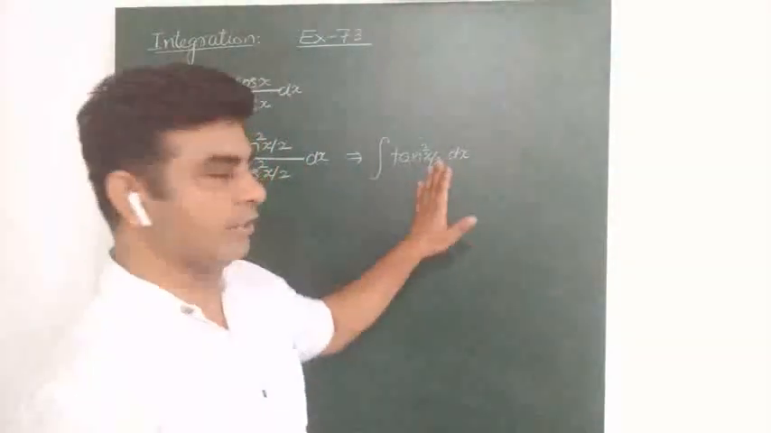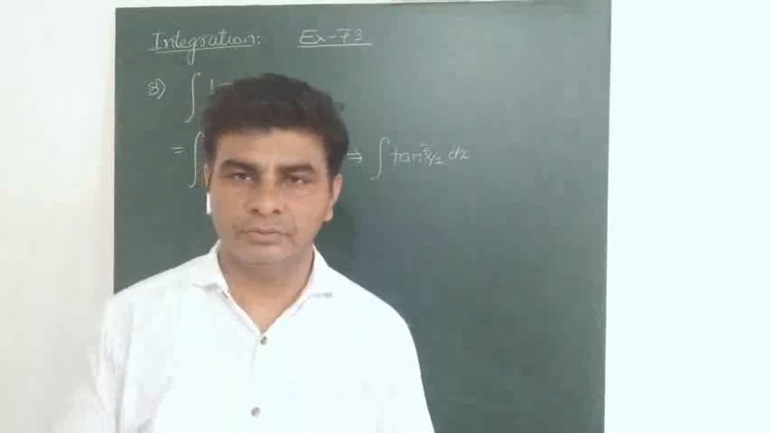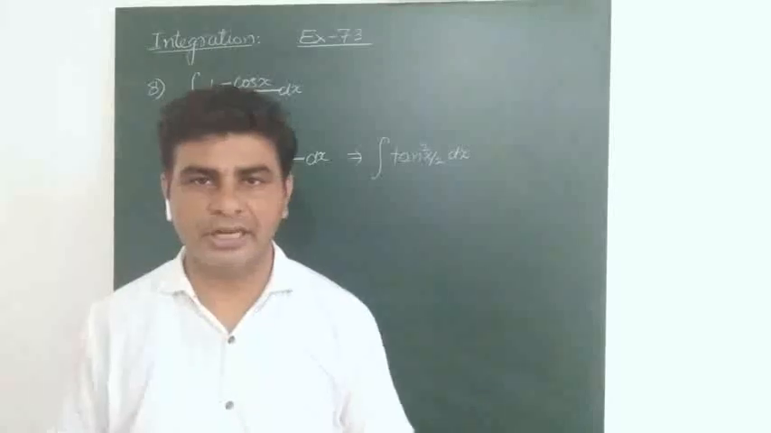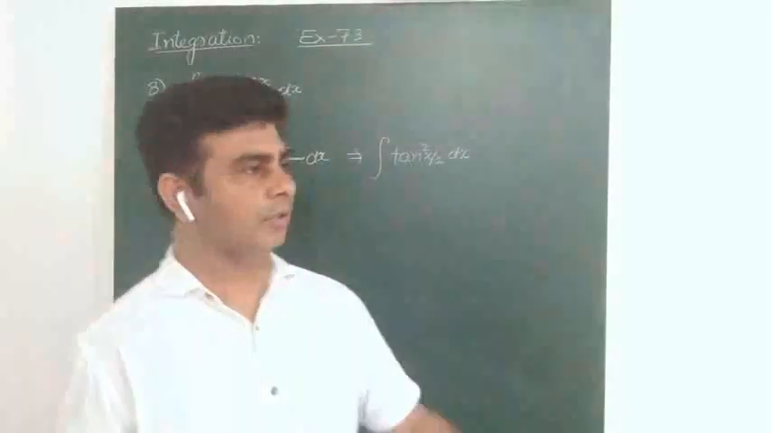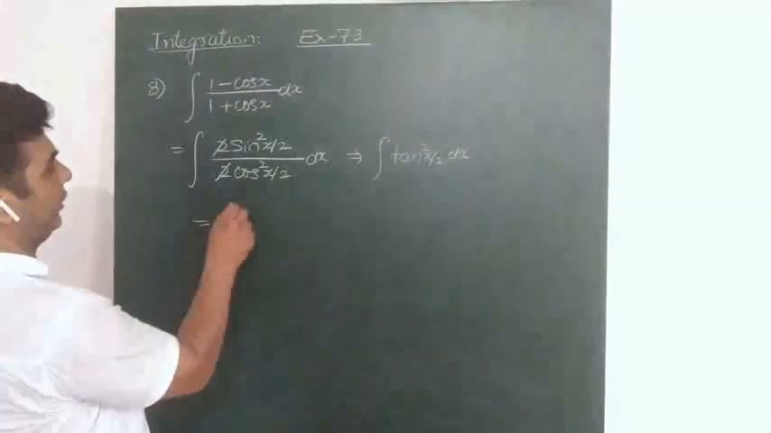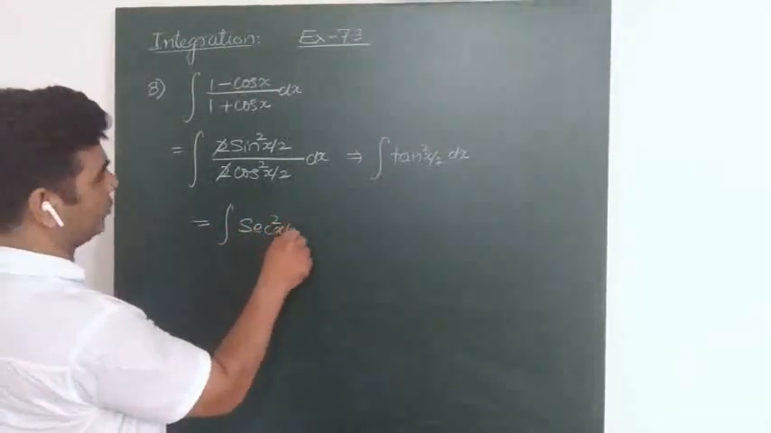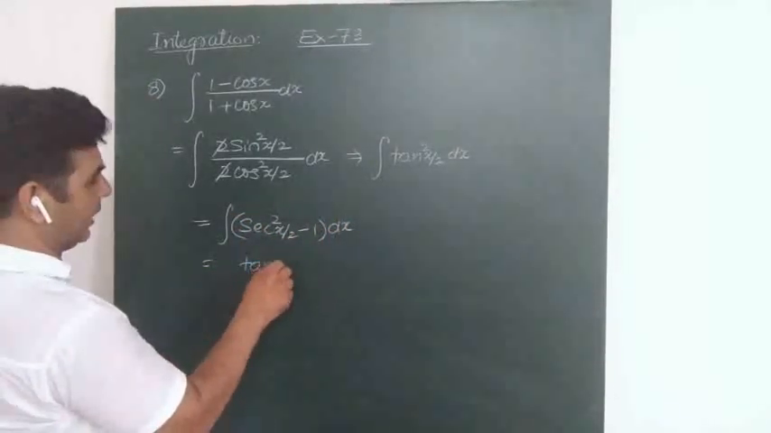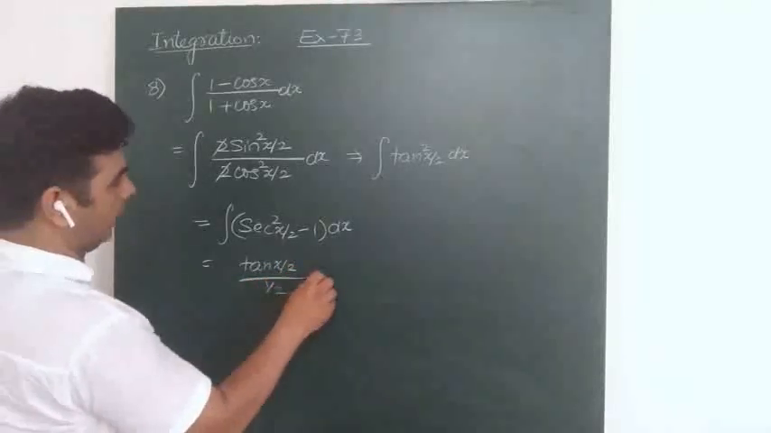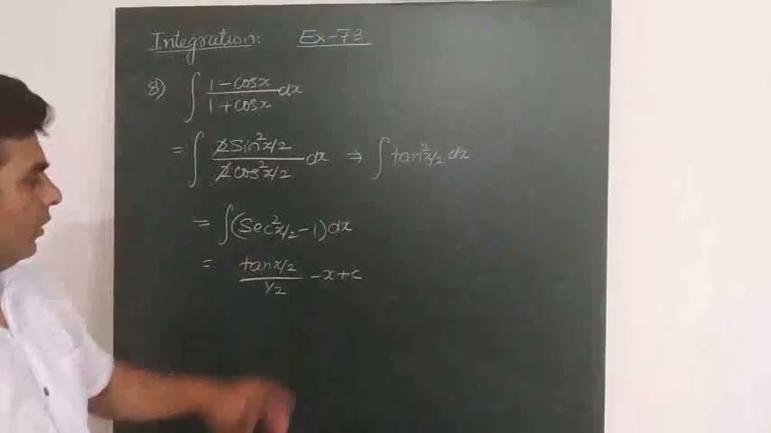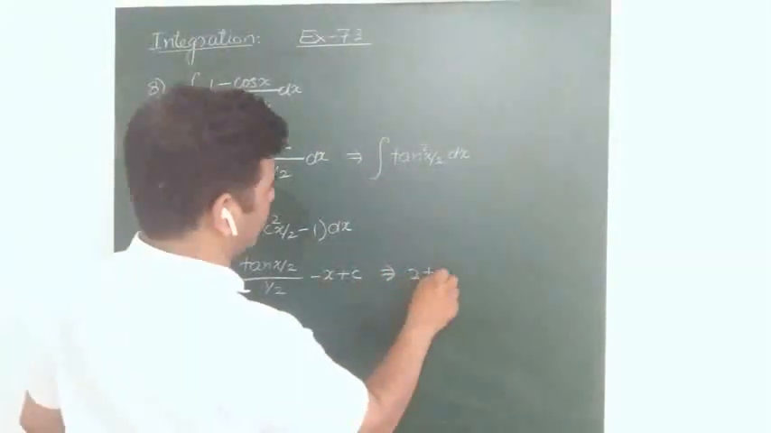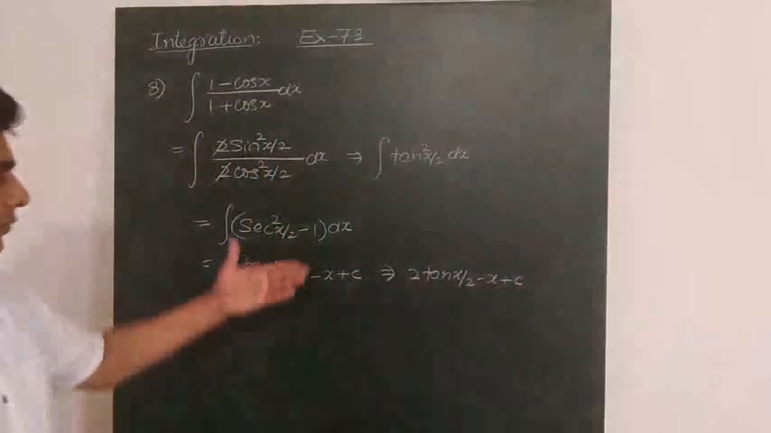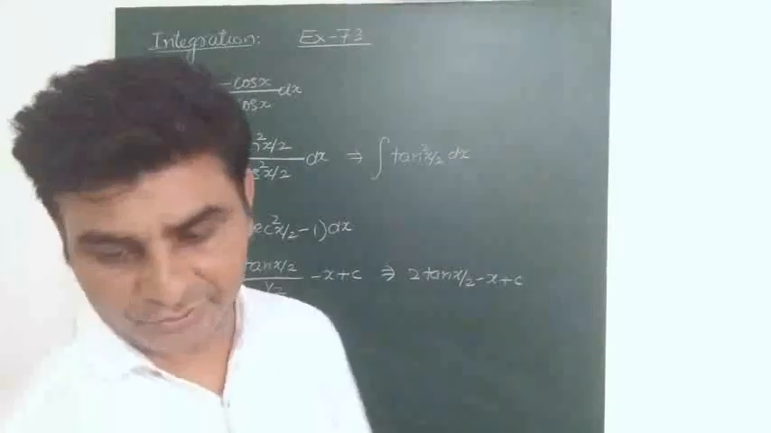So now the question is for all of you. How can we do the integration of tan square x? I am very much confident you will give the correct answer. You will say, sir, this can be broken in the form of secant square x minus 1. So this can be written as secant square x by 2 minus 1 into dx, and its integration is tan x by 2 upon 1 by 2 minus x plus c. This can be further written as 2 tan x by 2 minus x plus c. So this is the solution of question number 8.